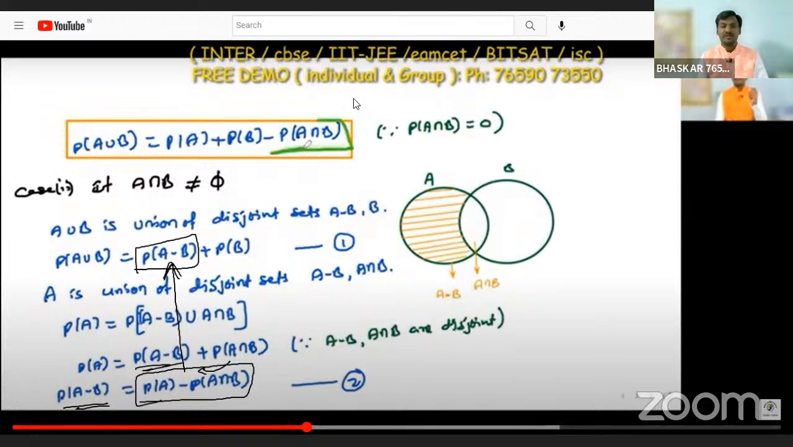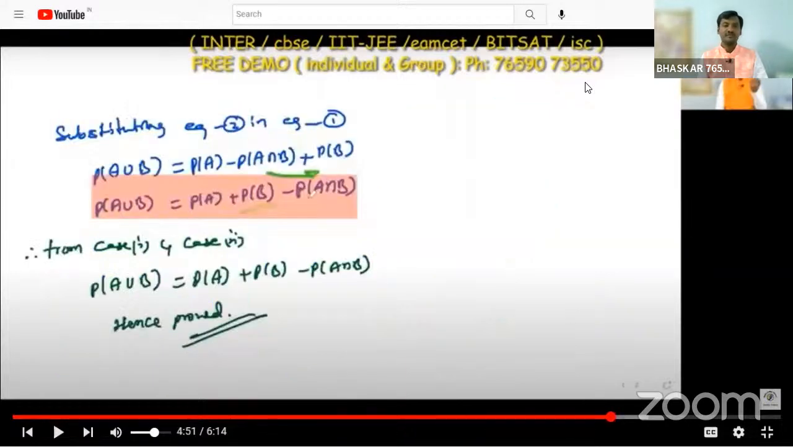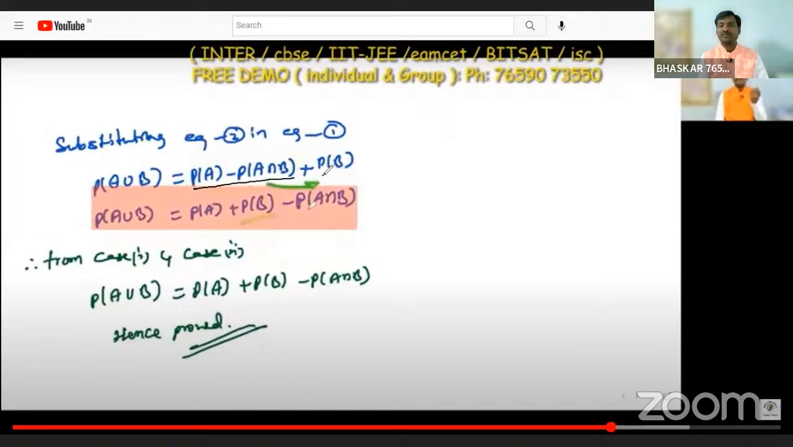Once look at this here. Probability of A union B is equal to probability of A minus probability of A intersection B plus probability of B. And for probability of A union B, we just rearrange them: probability of A plus probability of B minus probability of A intersection B.